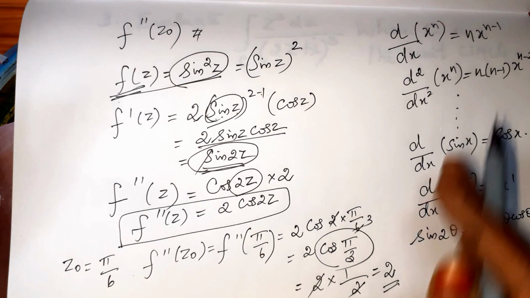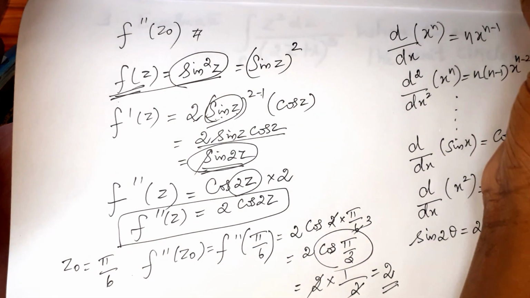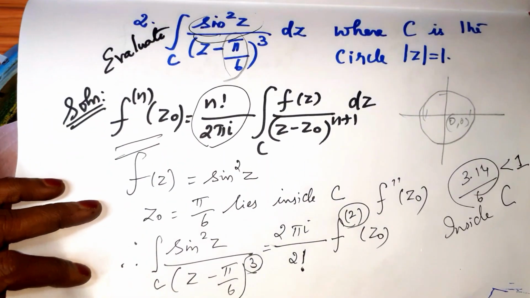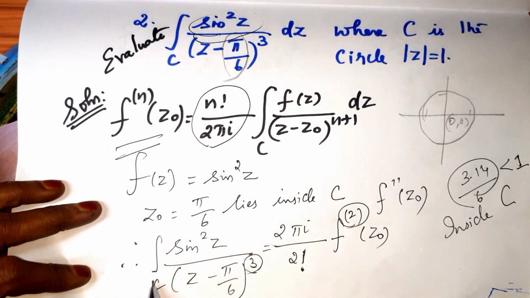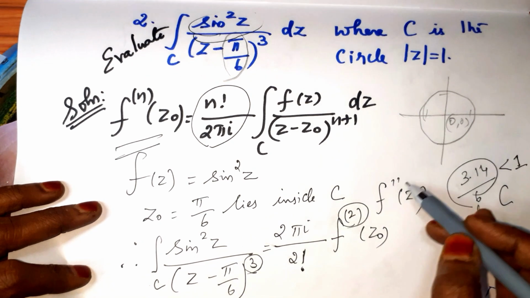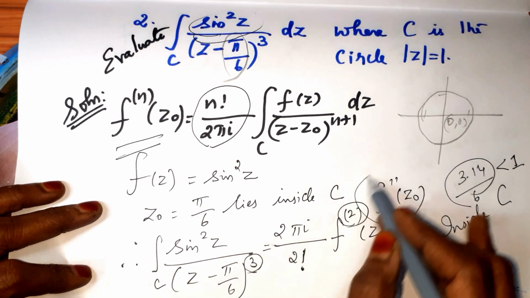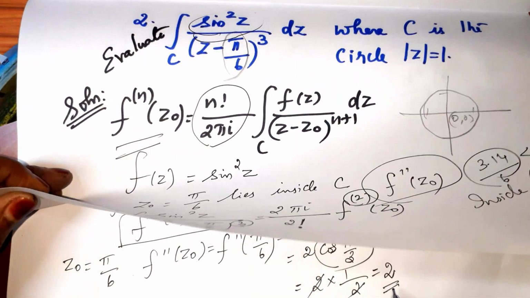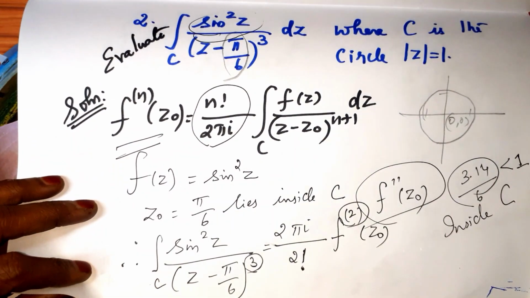This we are going to substitute in the formula we have previously. We have the integral over C of sin squared of z by (z minus pi by 6) the whole power 3 is equal to 2 pi i by 2 factorial into f double dash of z naught. This we have now got as 1. Am I right? This 2 and this 2 we can cancel.